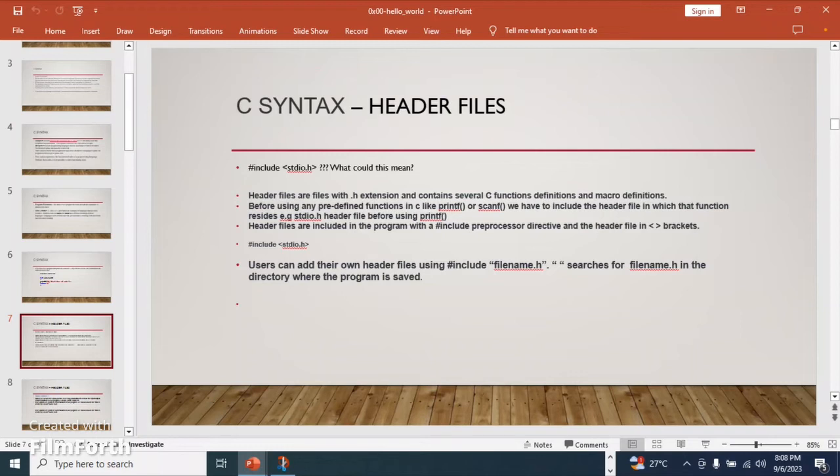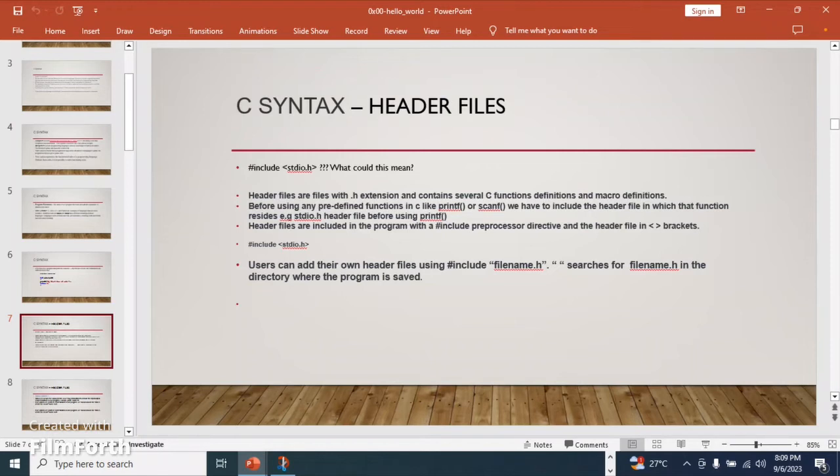The predefined header files are header files that came with the C programming language by default. So they are part of the C programming language. You cannot remove them from the C programming language. You cannot modify them. They are just part and parcel of the language. So those header files and those functions are called predefined functions.